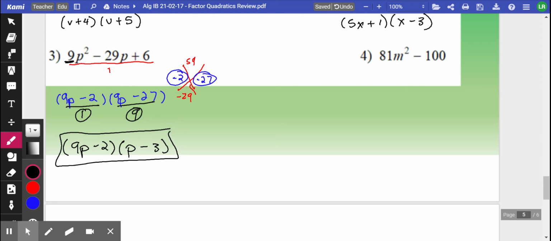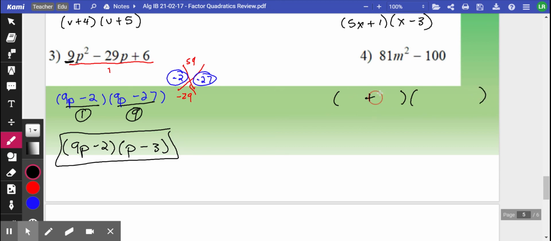Number 4 is the kind that we learned yesterday that you can do a shortcut on. This is difference of squares. Notice it's missing that middle term. It's missing, like on this one, that minus 29p. It's got the m squared, it's got the constant, but it doesn't have the m. So this is difference of squares. It's subtraction in the middle. And you can go straight to your answer.